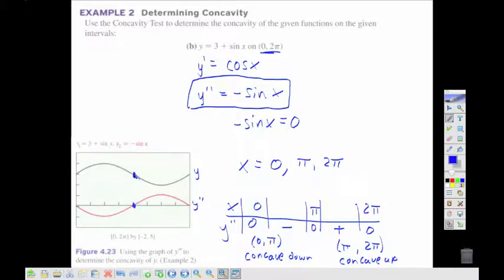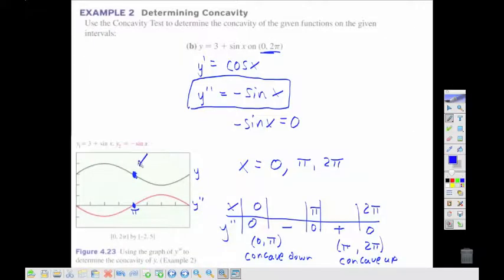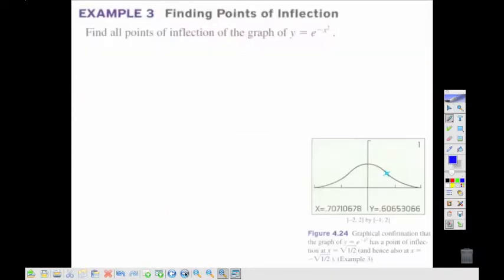We can see this on our graph, and notice that there's a change in concavity here at pi, but we are curving down everywhere before that and curving up everywhere after that. Now that point where it changes from concave down to up is called a point of inflection. So anywhere where the concavity changes would be called a point of inflection. This point of inflection is going to happen where we get a sign change. So let's look at this one here.